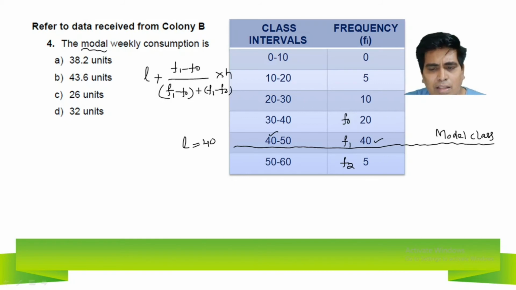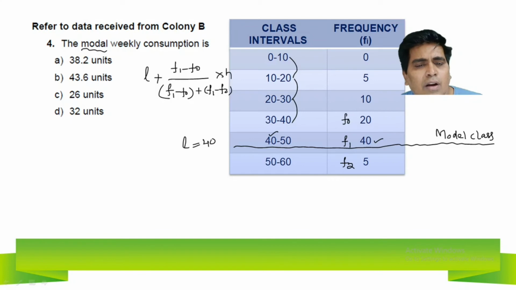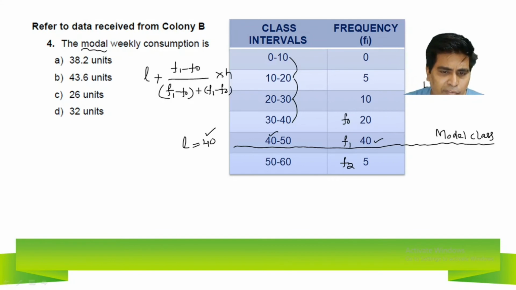So we got all the values, and the class length is clearly 10. The difference is clearly 10. H is equal to 10. So once again we calculate it. L is equal to 40, this is the lower limit. f0 we got as 20. f1 we got as 40. f2 we got as 5, and h is nothing but 10. So all these values you have to substitute here.